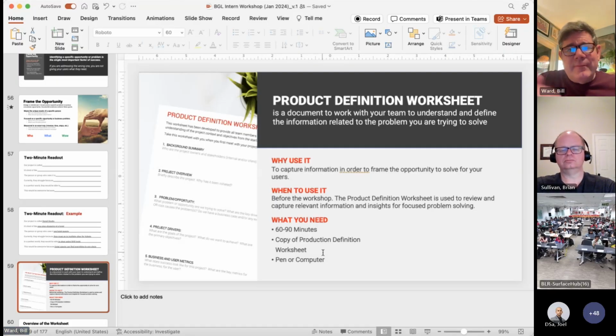So we use it to frame the opportunity. We go a little bit deeper. We do it before the workshop, review and capture relevant information and insights. And it really may take 60 to 90 minutes because we're really trying to get everybody's input in your group in this one pager.